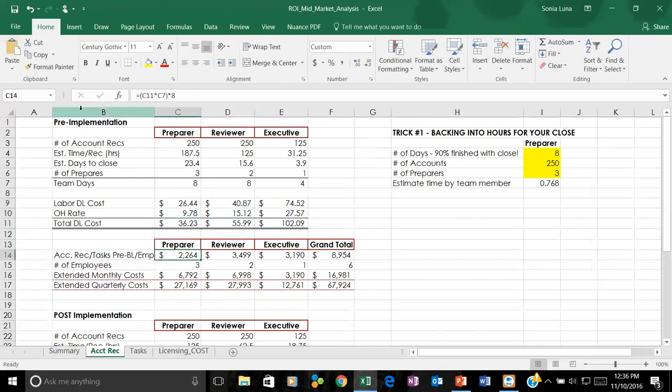Let's look at the actual pre-implementation. Before you have BlackLine, what happens?